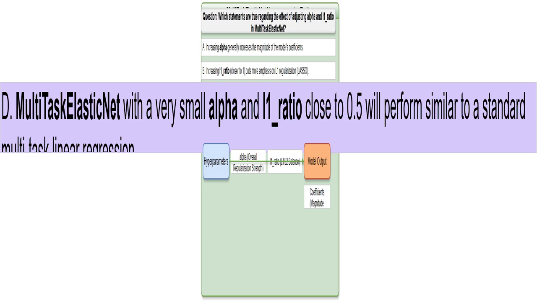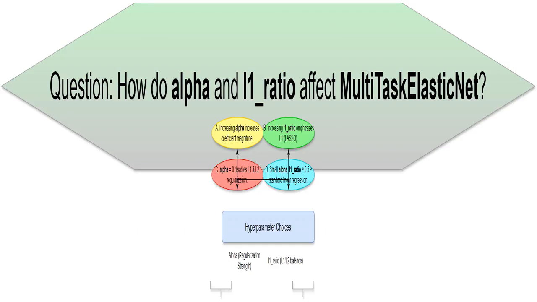I'm investigating how changing the alpha and l1_ratio hyperparameters in scikit-learn's MultiTaskElasticNet model affects the results. Specifically, I want to understand how these changes influence the model's coefficients and overall performance. It's all about finding the sweet spot for regularization.